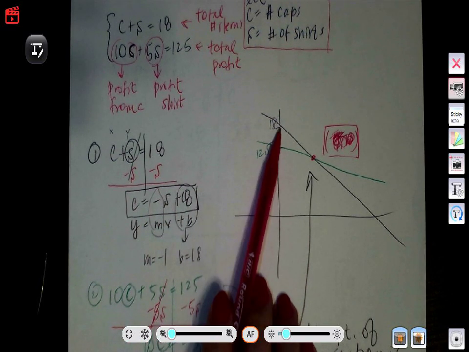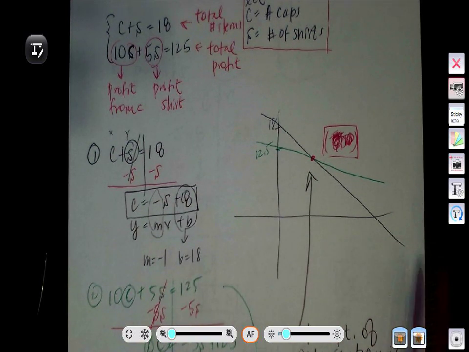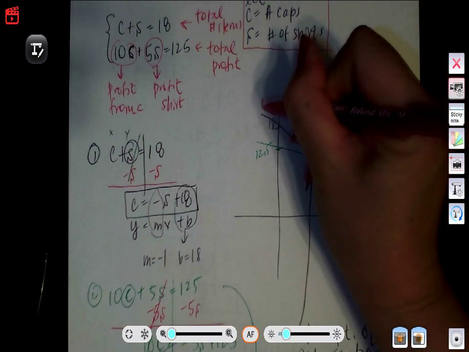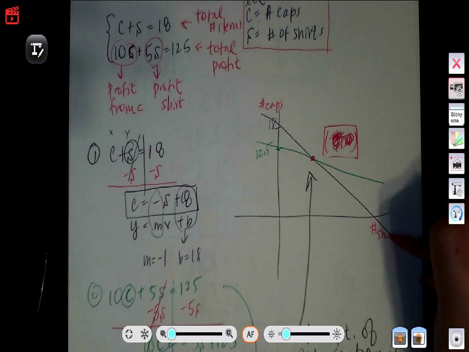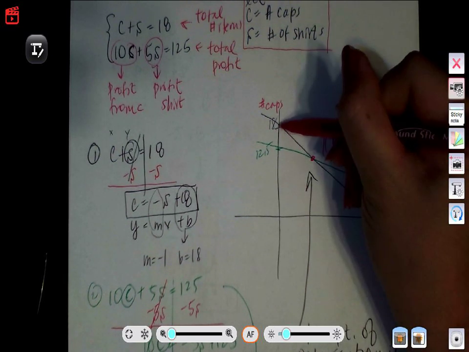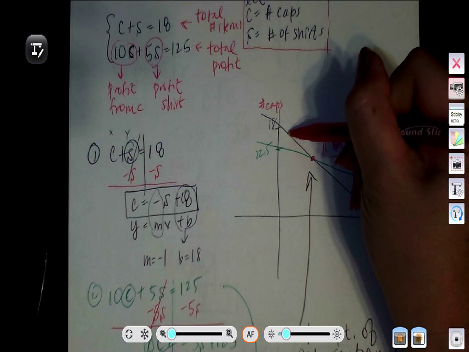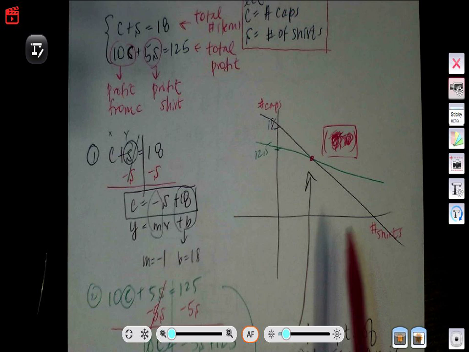So the y-intercept was 18, and the line's going downwards. I'm just sketching it. C, which is our y, is going to be your number of caps, and this is number of shirts. So for example, this coordinate point right here, if you have 18 caps, you have 0 shirts to have a total of 18 items. This will be 1, 17, 2, 16, so on and so forth.